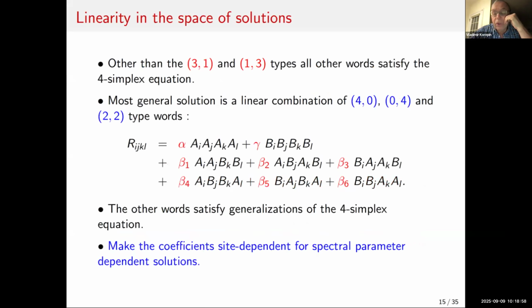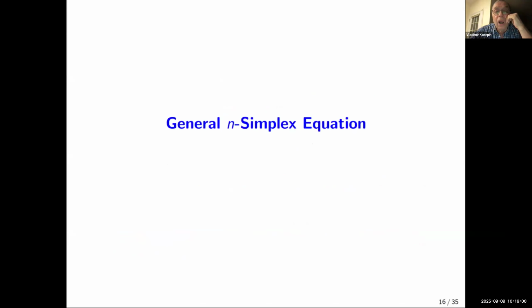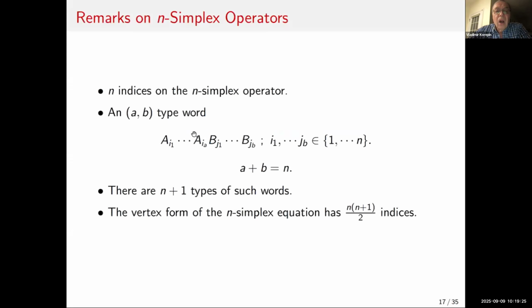this simplex equation. How about higher? N is the dimension of the space-time. So I adopted the Baxter point of view. I'm considering the space as an n-dimensional lattice in n-dimensional space, and these R entries, matrix elements of R, are Boltzmann weights. So n is the dimension of the space.